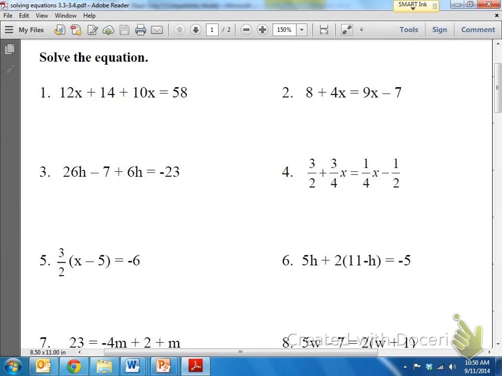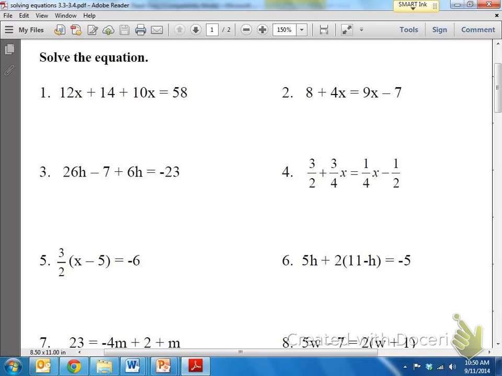All right, let's take a look at number 1 here on this whole worksheet. Again, solve the equation. So that means we need to get our variable by itself and find out what the variable equals. All right, so I always look for parentheses. Do I see any parentheses? No. All right, and do we have any fractions? No. So let's go ahead and combine like terms.